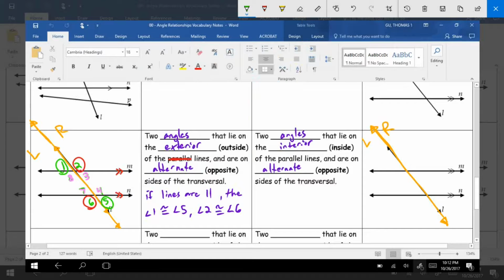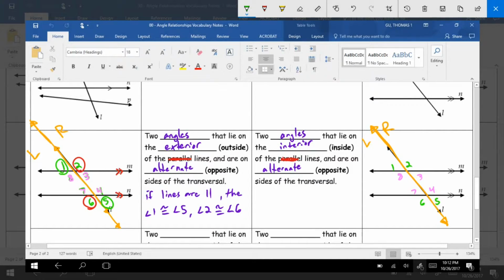Remember, look at the picture on the left side, 1 and 2. That's on the outside. And then which ones are on the inside? I'm using pink for the inside. 3, 4, 7, and 8. Those positions are on the inside of the two lines. Once again, let's cross out parallel because it doesn't have to be parallel, but in this picture it is. And 5 and 6 are on the outside. So this time we're doing two angles that are on the interior of the parallel lines and opposite or alternate sides of the transversal. So which numbers are on the inside?